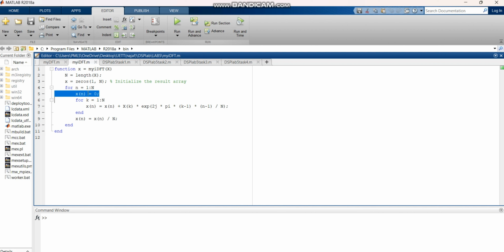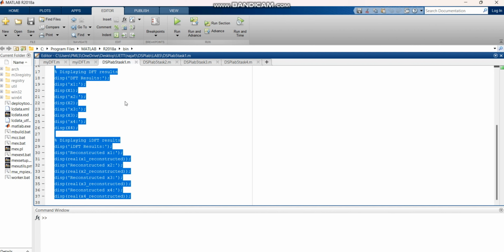This line here initializes the nth element of the output vector x to zeros before calculating its value in the inverse discrete Fourier transform. Next is the inner loop over the index k from 1 to n, which represents the frequency index in the discrete Fourier transform. This line computes the nth sample of the inverse discrete Fourier transform signal by summing up the product of each DFT coefficient X of k multiplied by the complex exponential term given.